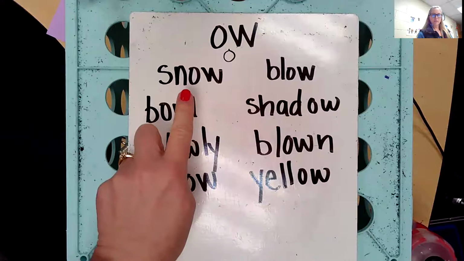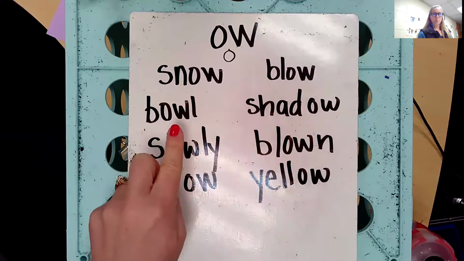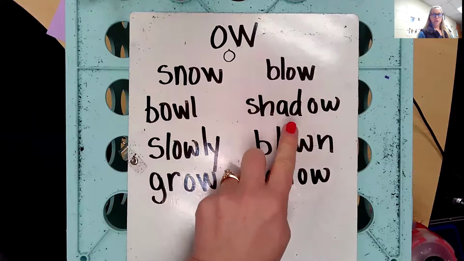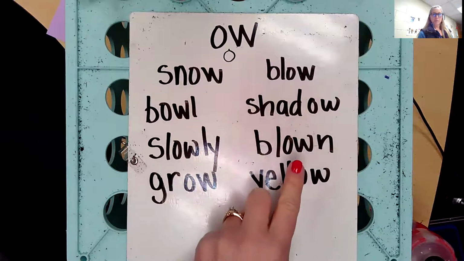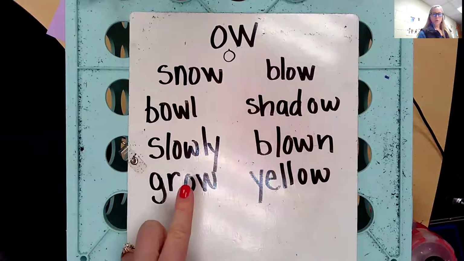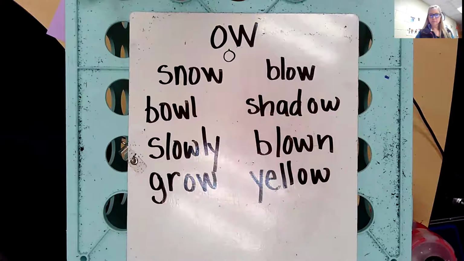Let's take a moment. Let's read all of our words. Snow, blow, bowl, shadow, slowly, blown, grow, and yellow.